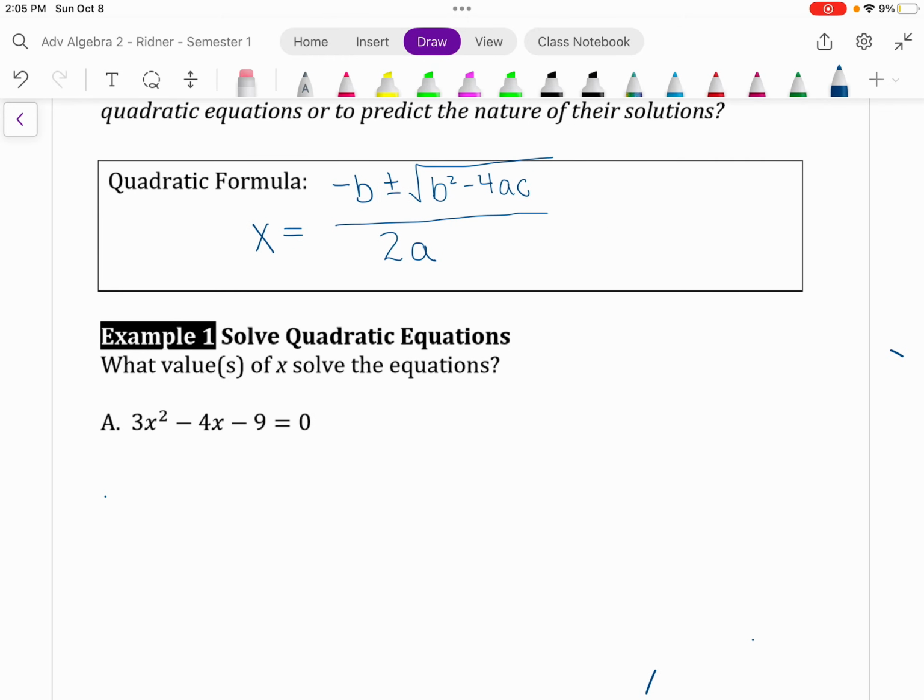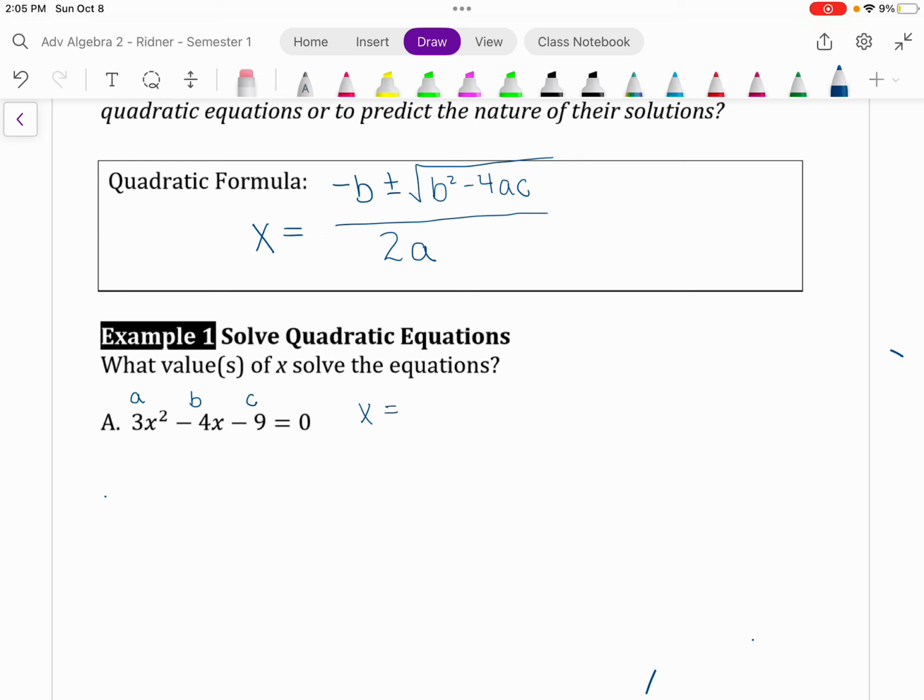when we use this formula, it has to be set equal to 0. So a, b, and c have to be in order of x squared, x, and the constant. And they all have to be on the same side of the equation with 0 on the other side. And once we have that, we can substitute all those in.